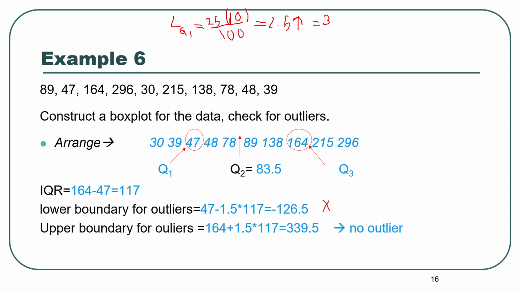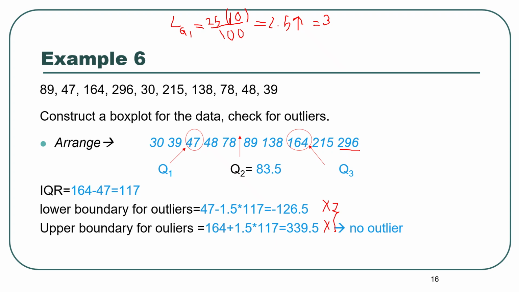And the upper boundary, well, 164 plus 1.5 interquartile range is 339.5. Any observation above that value is going to be considered an outlier, but the maximum is that one. So we don't have any outlier from these two, we don't have any outliers in that direction. So we can go ahead and graph our box plot.